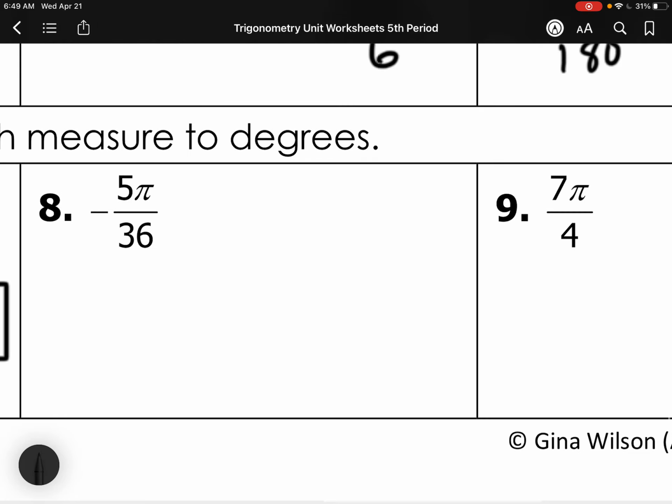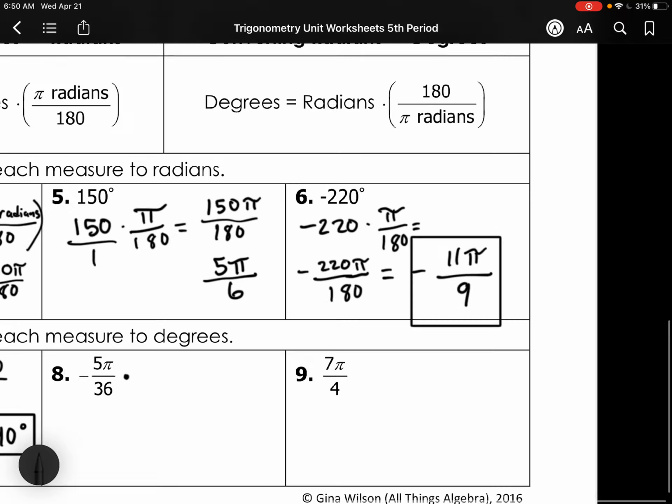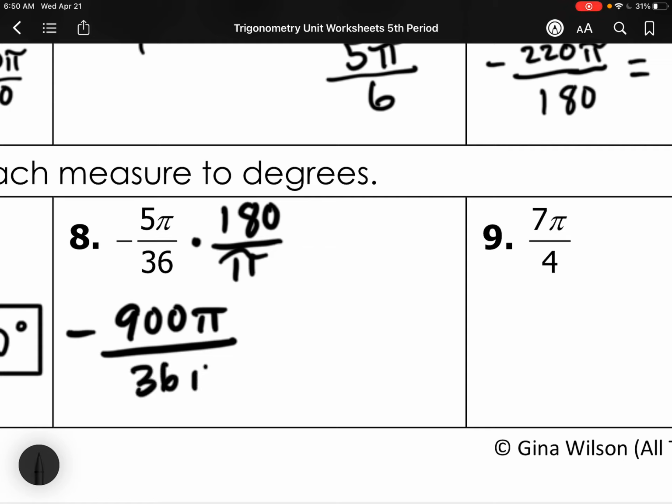All right, so negative 5 pi over 36. So we're going to multiply that. This is our radians, and we're going to multiply that by 180 over pi. So 5 times 180 is 900. So we get negative 900 pi over 36 pi. The pi's cancel each other out, and we're left with negative 900 divided by 36, and that's going to give us negative 25 degrees.